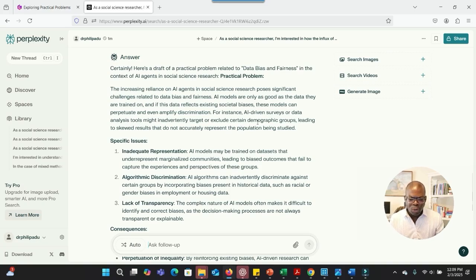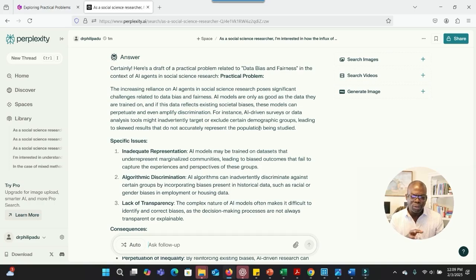AI models are only as good as the data they are trained on. And if this data reflects existing societal biases, these models can perpetuate and even amplify discrimination.